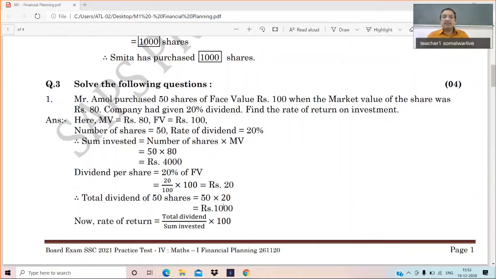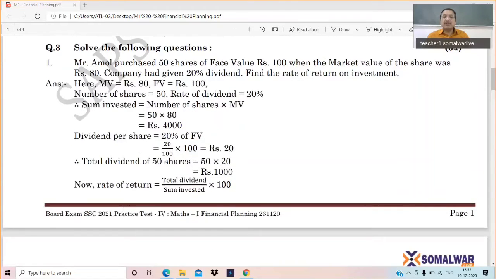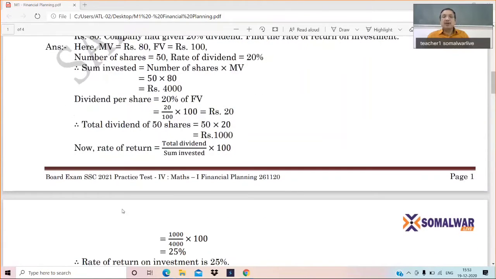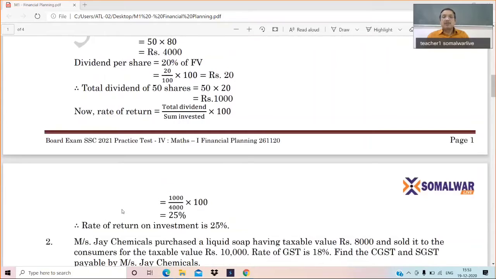Now the rate of return is calculated on a percentage basis: total dividend received upon sum invested into 100%. Total dividend received is rupees 1,000, sum invested 4,000, into 100%, and this simple calculation gives 25%. So the rate of return on investment is 25%. You have to write the answer.